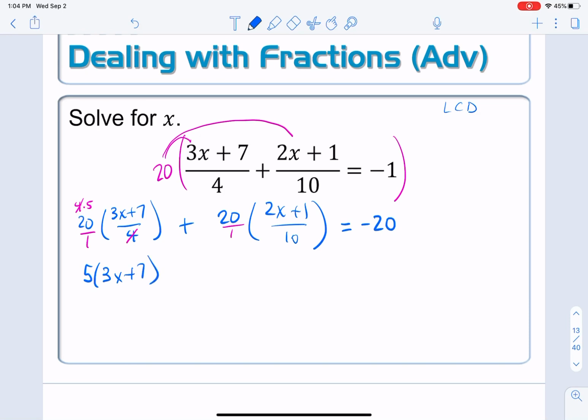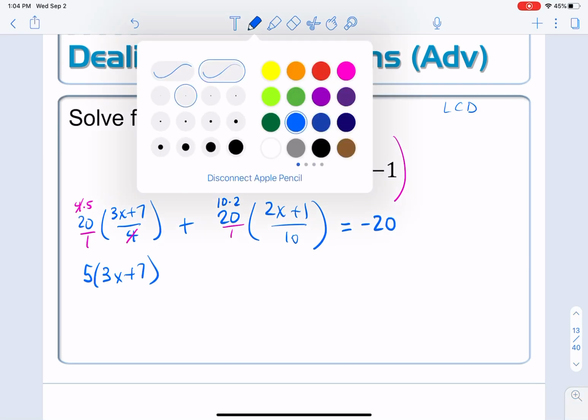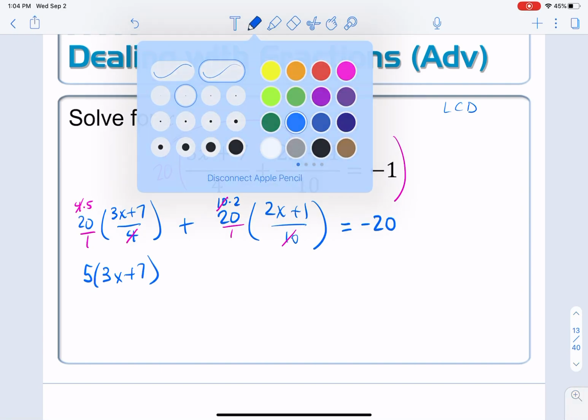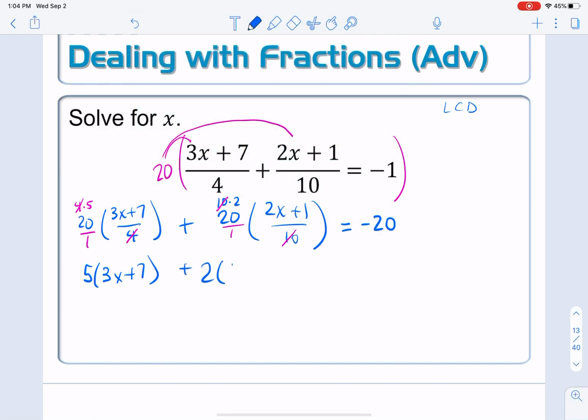And then I want to do something very similar over here on the second term. So I can think either like 20 divided by 10 is 2, or I can factor this. I know 10 goes into it 2 times. And then I can very easily cancel out that common factor of 10. But I still got a 2 there. Got to bring it down, times 2x plus 1, and then bring down our -20. All right, now you can see no fractions.